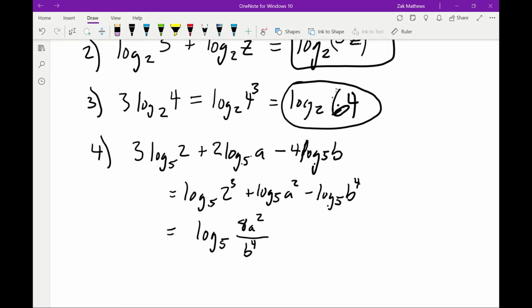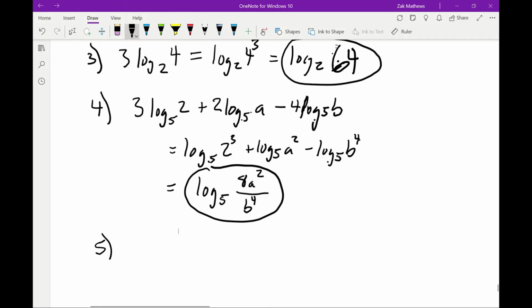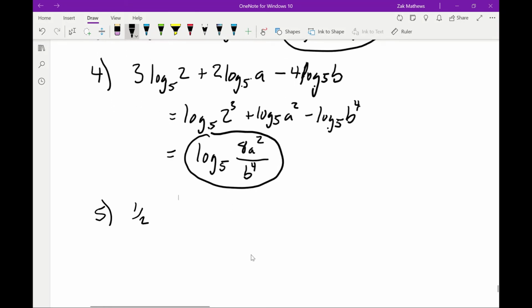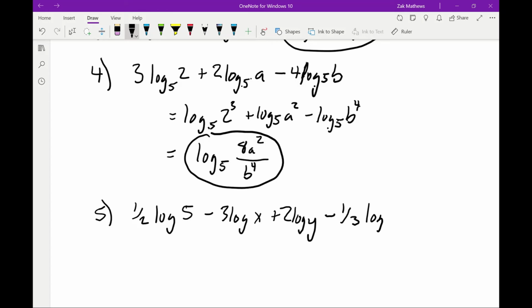As we saw when we were expanding, anything with pluses, any positives being multiplied together, are going to end up in the numerator. Anything with a minus, that's being divided, is going to end up in the denominator. Let's take 1/2 log 5 minus 3 log x plus 2 log y, plus, let's do a minus just to give us a little bit of variety, minus 1/3 log z.